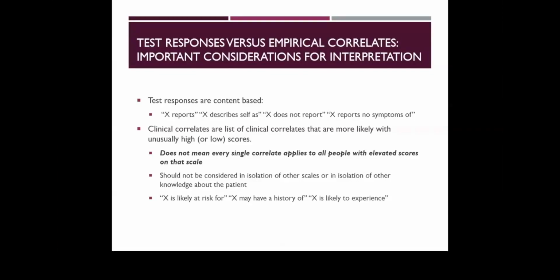Again, the clinical correlates are the list of correlates that are more likely with unusually high or unusually low scores. Those are based on data where people who have elevations on this scale tend to have this. It doesn't mean that every single correlate applies to all people who have elevated scores on that scale. So you shouldn't consider them in isolation of other scales or other knowledge about the particular person you're evaluating. When you're writing about the clinical correlates, you can say things like X is likely at risk for, or X may have a history of, or X is likely to experience, because they are empirical correlates, not content-based. So you'll want to separate those out, and in the illustrations that I'll show you, I did so.